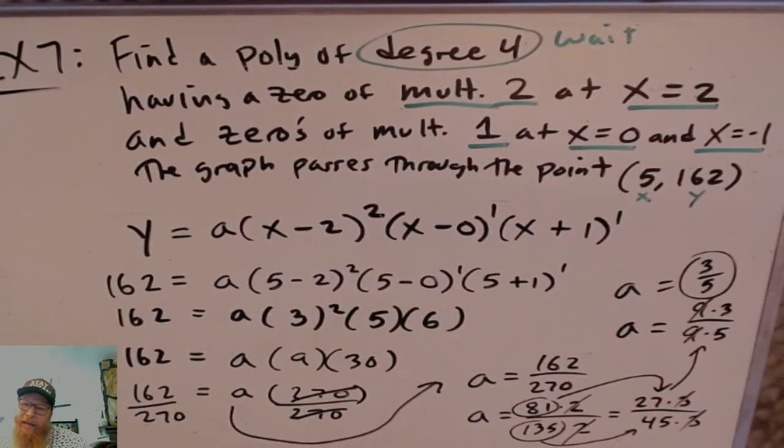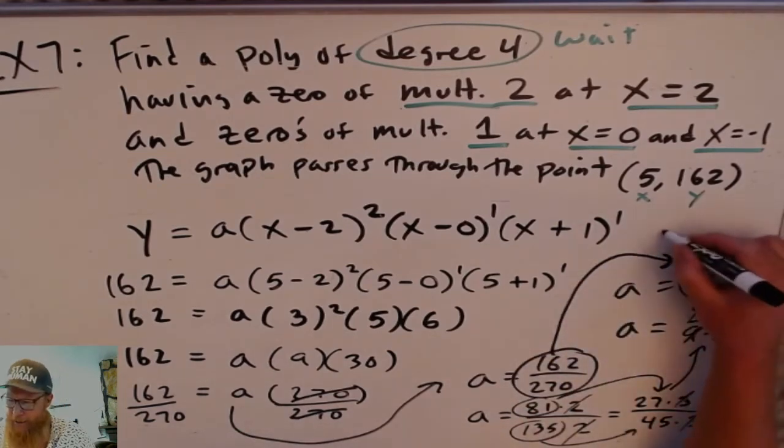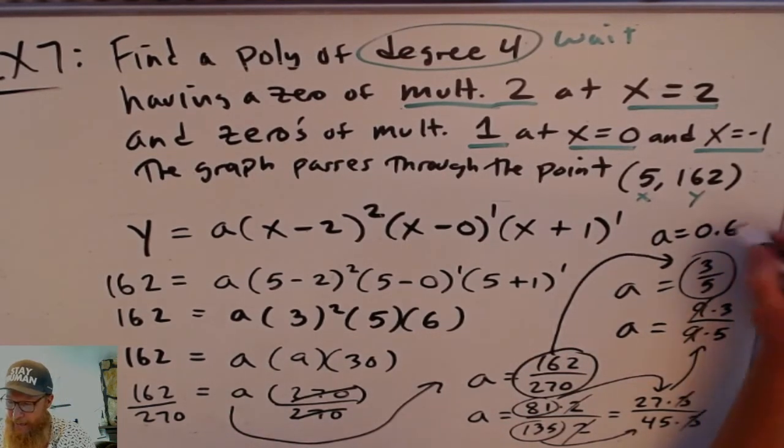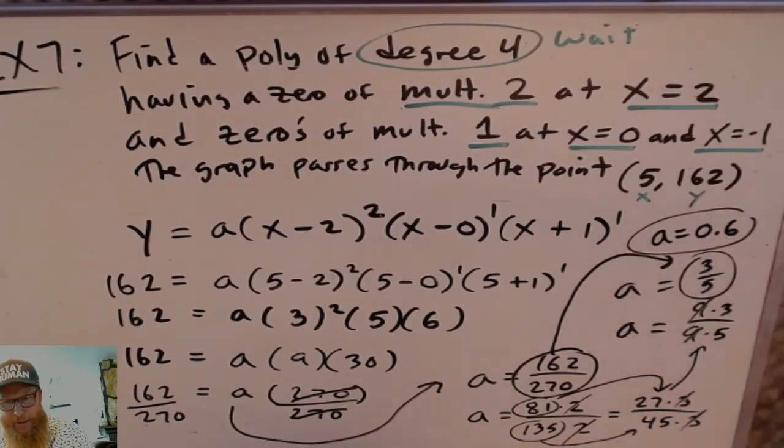Yeah. If you really get impatient, you can just use a calculator, and you could have jumped right to here. That would be 0.6. I don't care. Either way, you could say 0.6 or you could say 3/5, and it's the same thing.